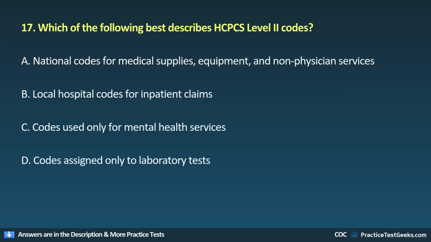17. Which of the following best describes HCPCS Level 2 codes? A. National codes for medical supplies, equipment, and non-physician services. B. Local hospital codes for inpatient claims. C. Codes used only for mental health services. D. Codes assigned only to laboratory tests.